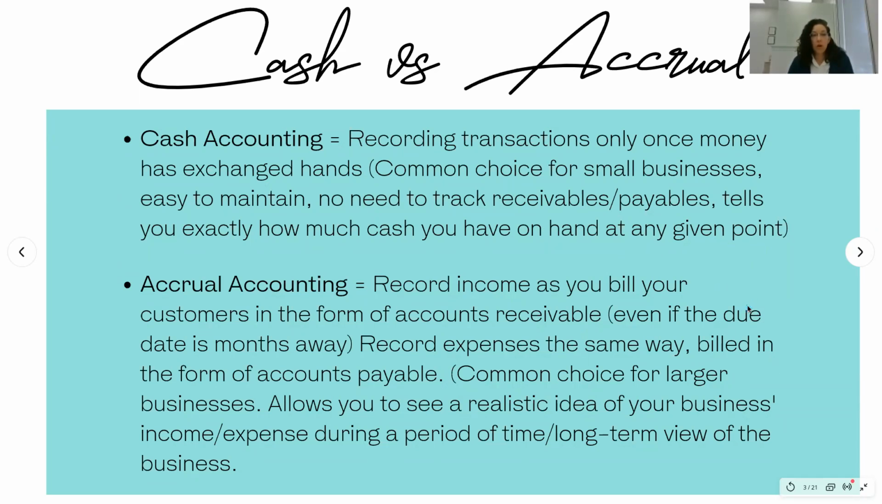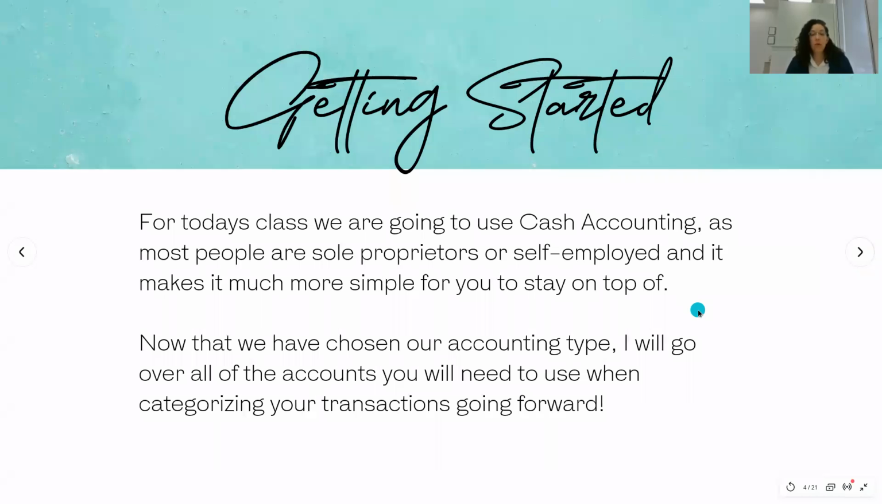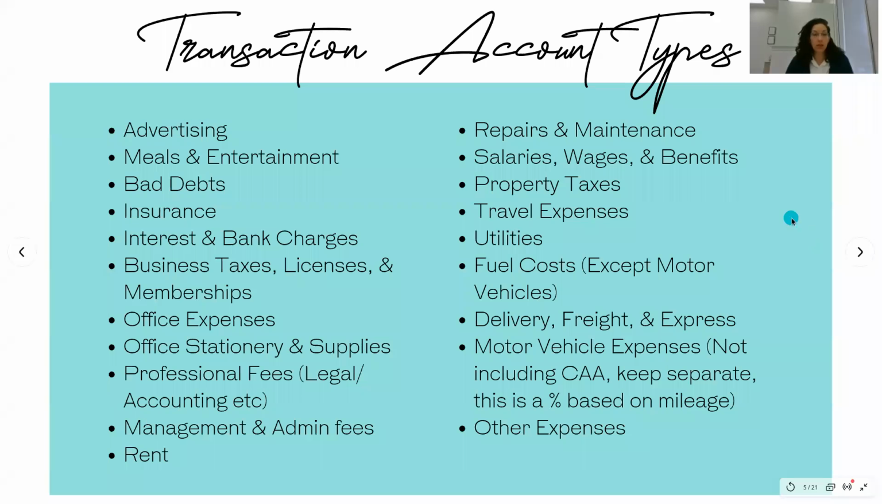So record income as your bill, your customers in the form of accounts receivable, and record expenses the same way, billed in the form of accounts payable. We're going to go ahead with cash accounting because for most sole proprietors and self-employed, it's much simpler to stay on top of, and you don't need anything that robust for your company because you don't have as many transactions. So we'll just jump right into categorizing your transactions. These are the different account types. I'm sure you're probably familiar with most of them.